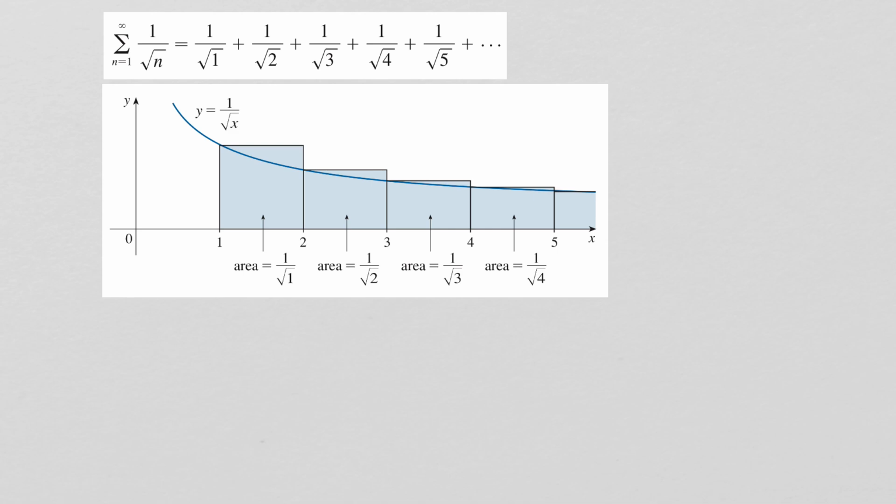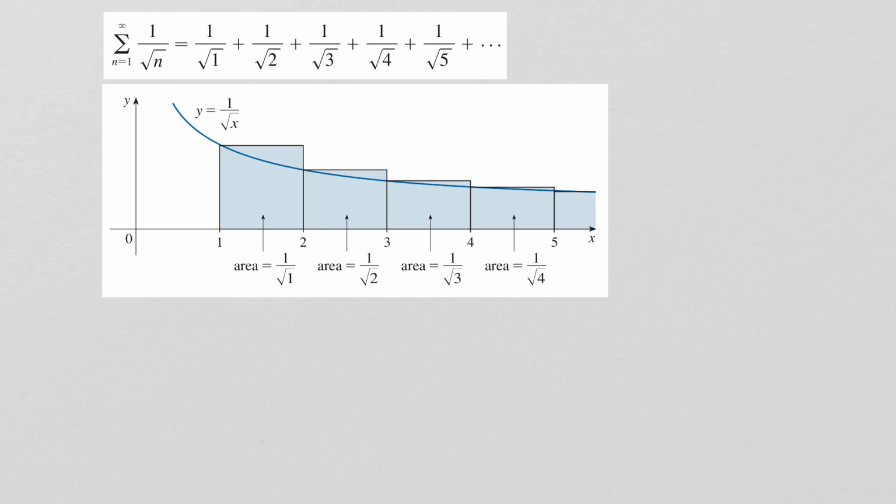And if I go to x equals 1, I get the height of this rectangle here is 1. Therefore, the area is 1 times 1, which is 1. The height of the next rectangle is 1 over the square root of 2. Therefore, the area is 1 times 1 over the square root of 2, which is 1 over the square root of 2, etc. So what you should notice here is that the areas of these rectangles is equal to the sum of this series, right? In other words, each one of these terms here corresponds to the area of one of these rectangles.